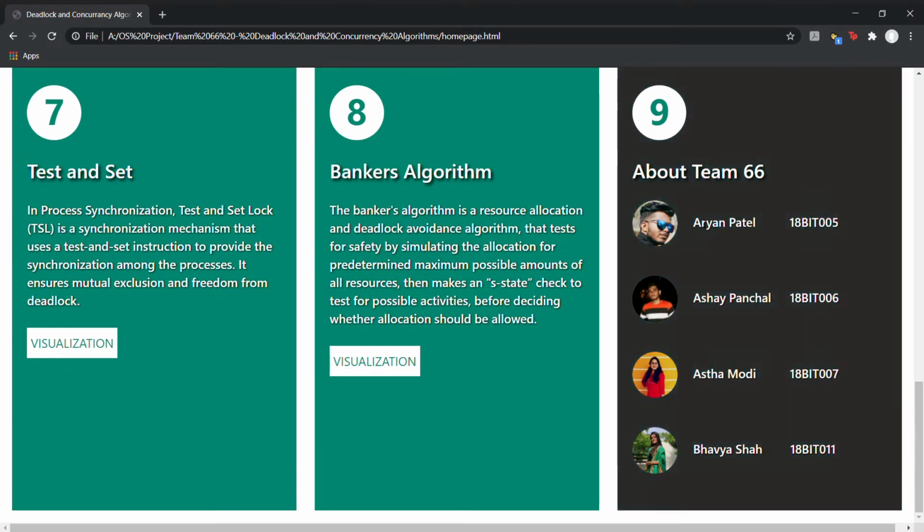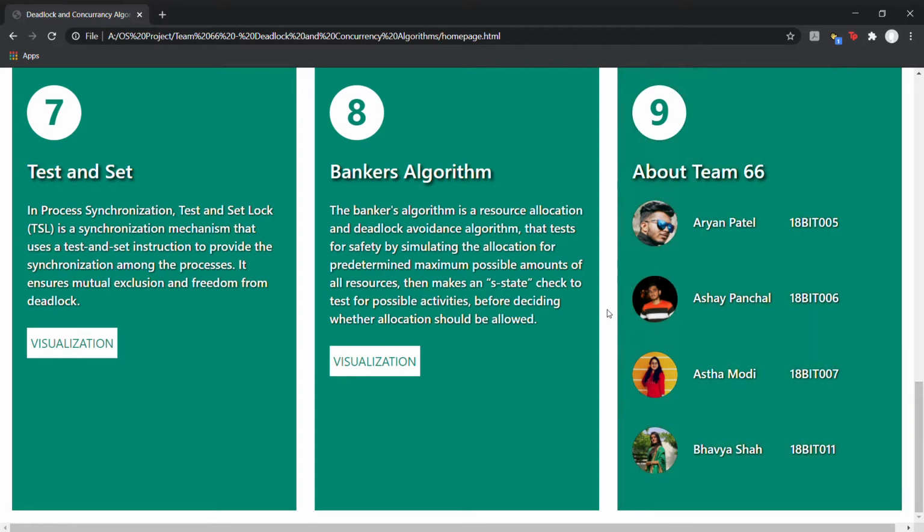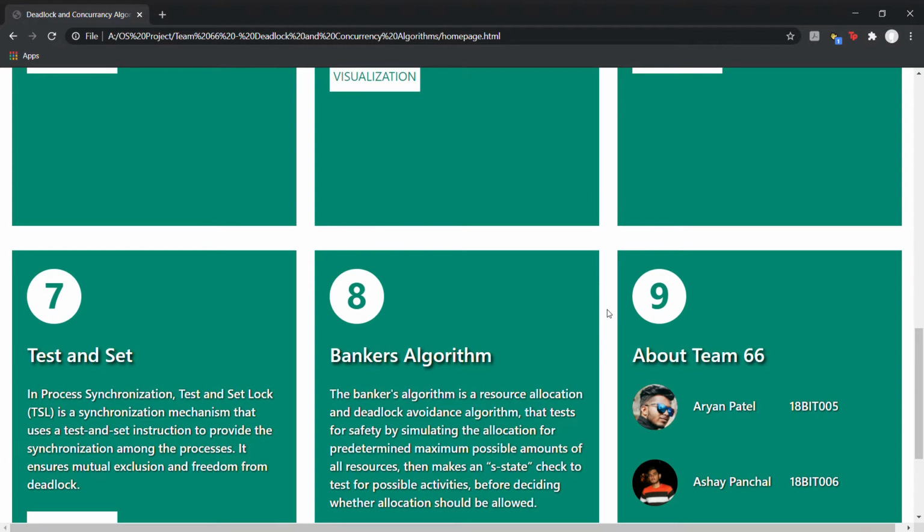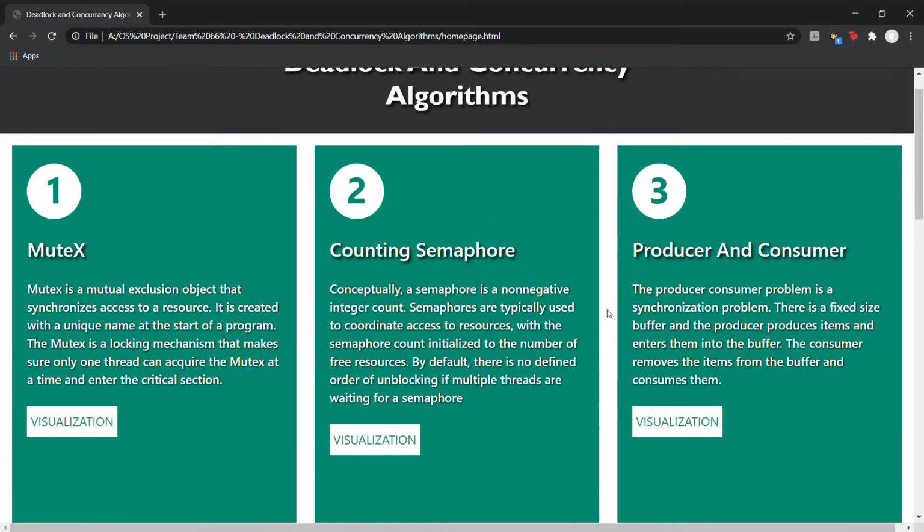Team 66 consists of 4 members. I am Ashay Panchal, the team leader, and I was supported by my friends and fellow members Aryan Patel, Astha Modi and Bhavya Shah. So I'm going to show all the 8 algorithms of deadlock and concurrency.